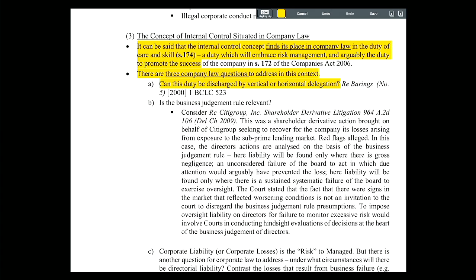Because if the articles say the board should do it, then you cannot go down the route of delegation to management. So you need to look at what the articles say. But even if you can delegate, the Barings case, which I mentioned, tells us that you cannot delegate overall responsibility. You can't delegate and go to sleep and say that's the end. Residual responsibility still lies with you. Do you get it?